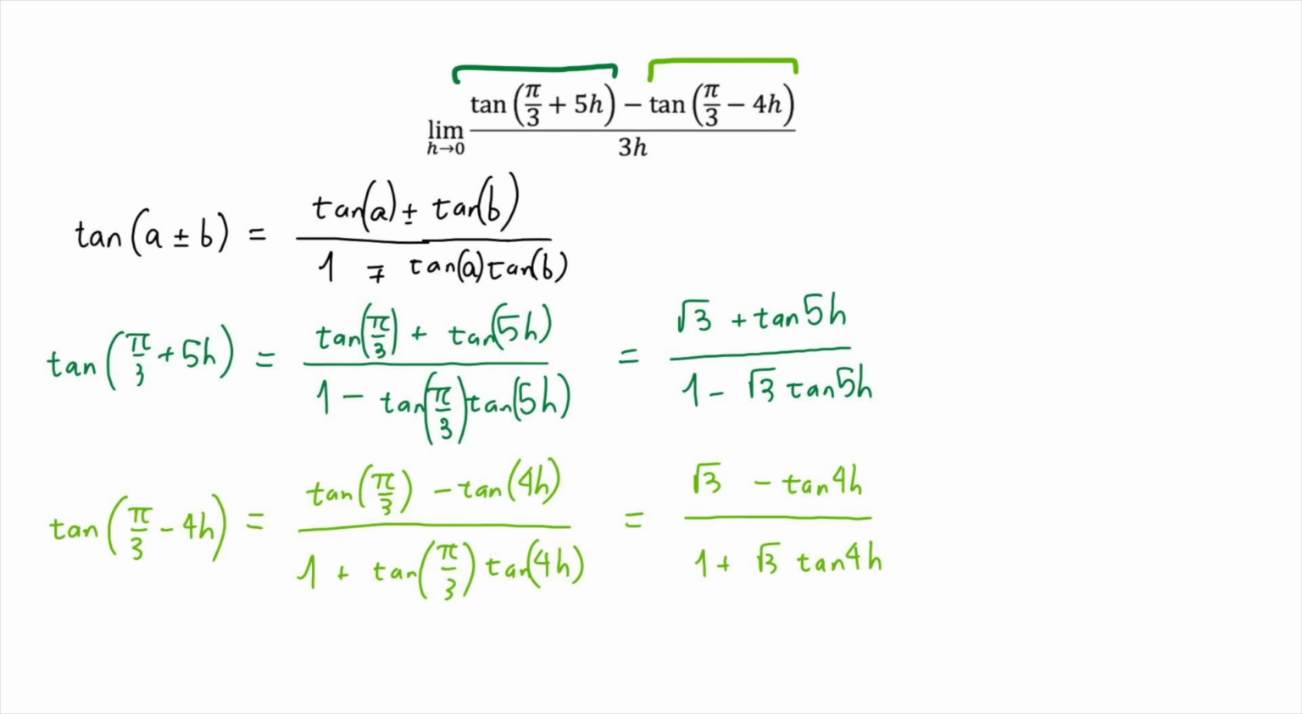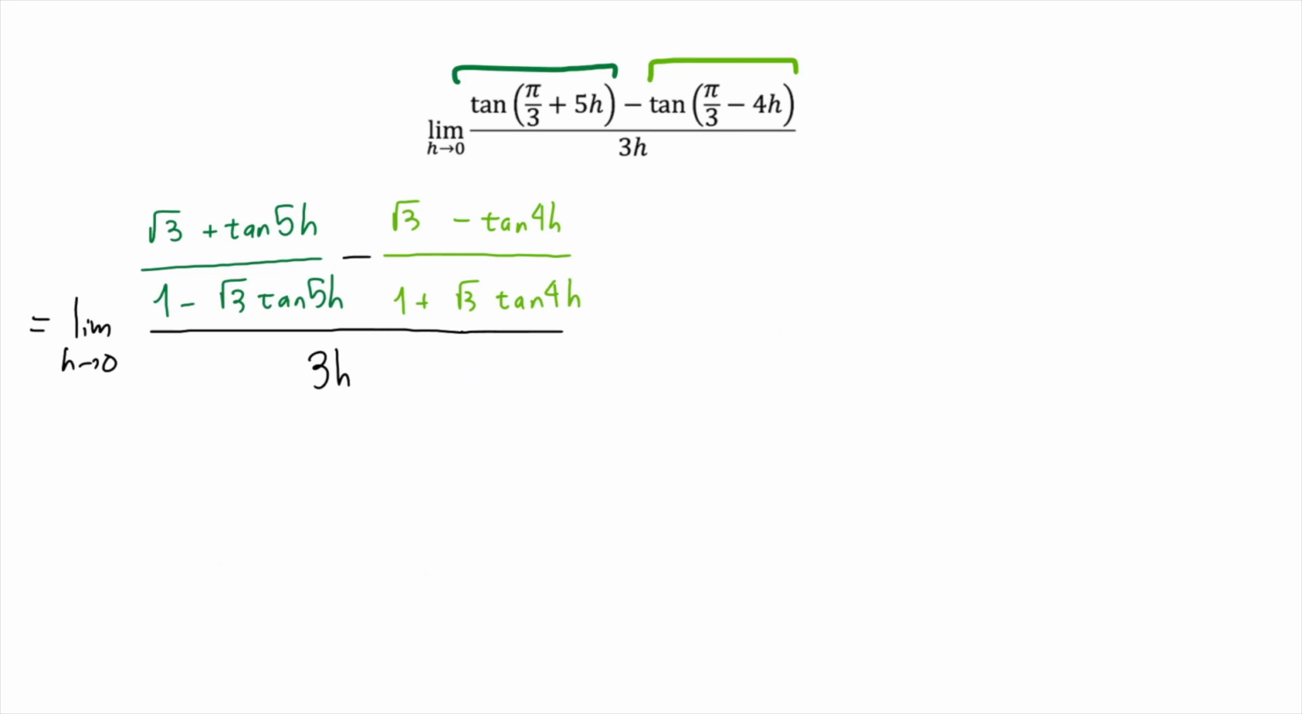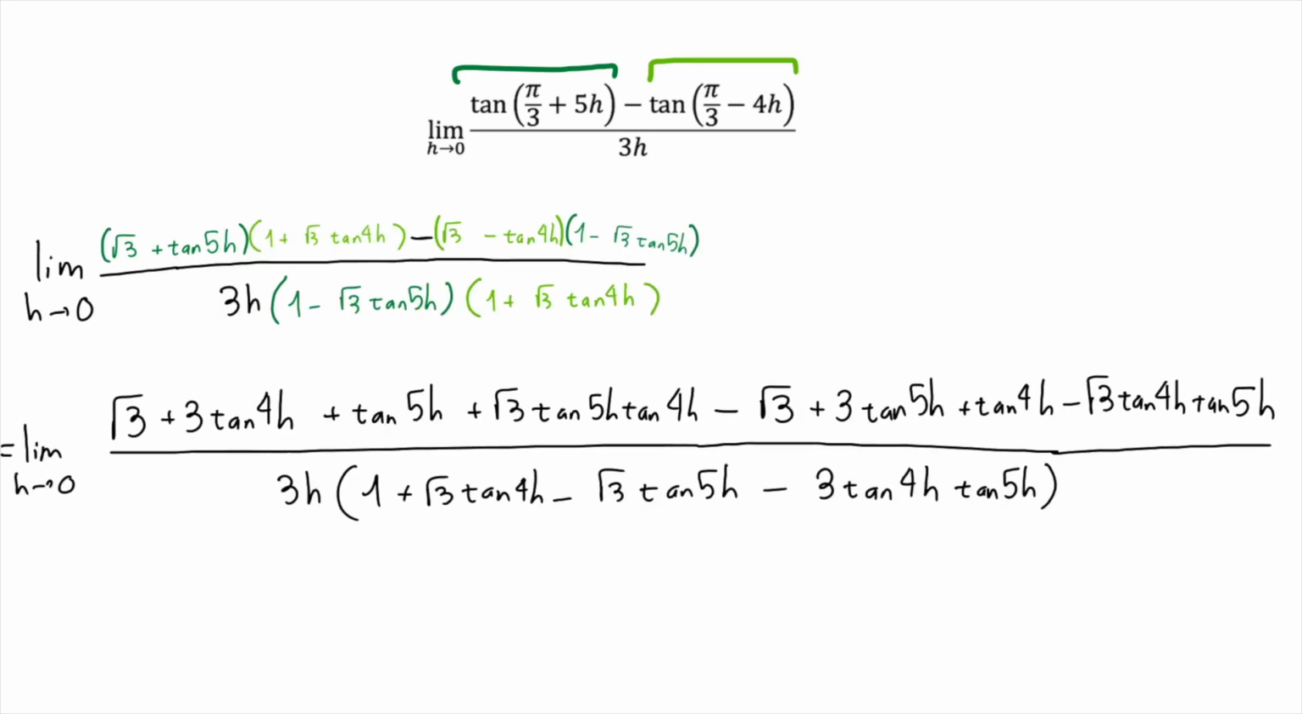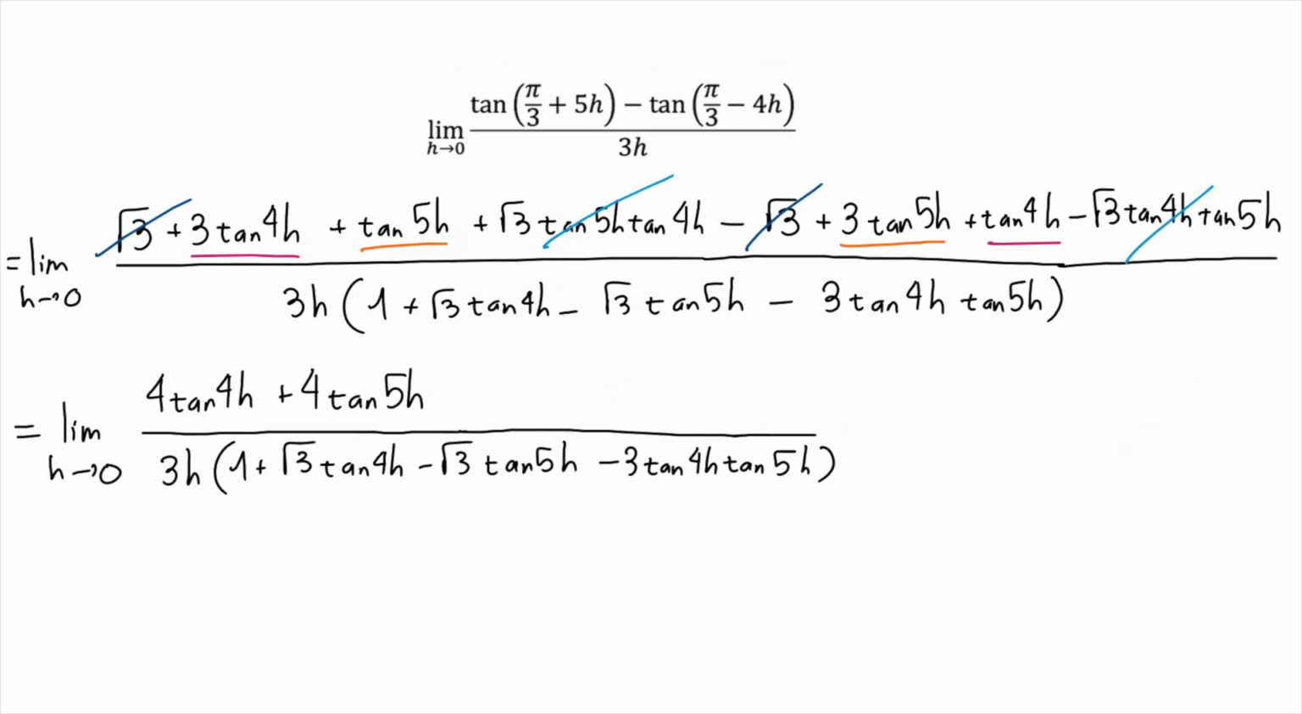And then we can plug these into the limit, but we would want to reduce the fractions to have the same denominator. Then step by step, you have to expand everything out, but do be careful with the signs. Afterwards, we can see that we can cancel some things out. For example, the √3, the √3 tan 5h tan 4h. On the other hand, we have 3 tan 4h and tan 4h, and likewise tan 5h and 3 tan 5h, which we can add up together. But if you notice, the entire big bracket just equals 1, because as h approaches 0, tan 4h approaches 0, and likewise tan 5h approaches 0, so we will only have 1 left.